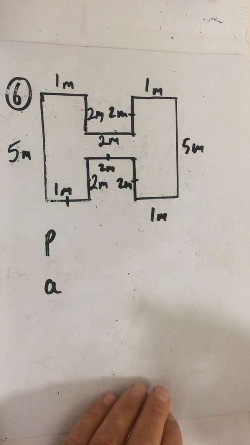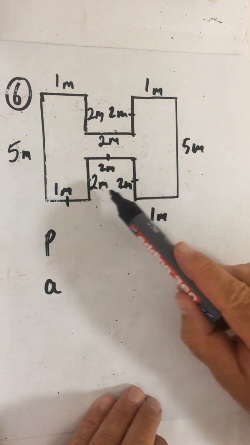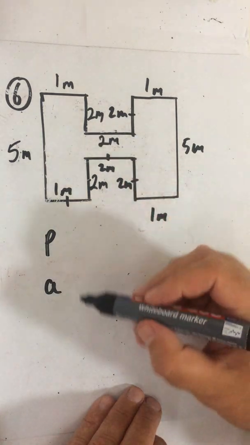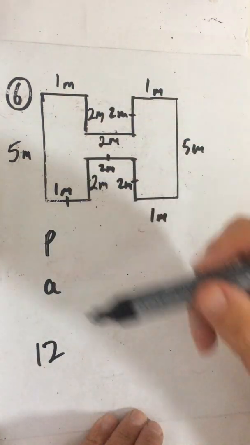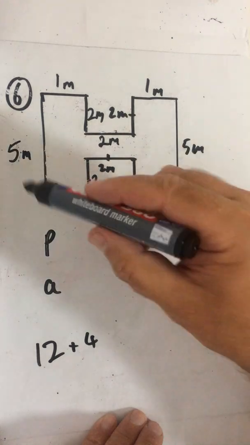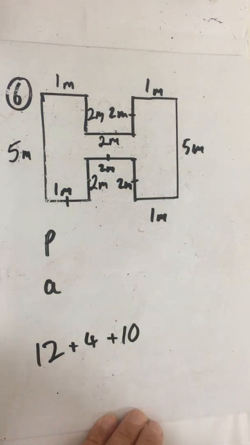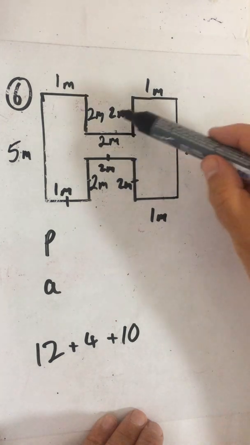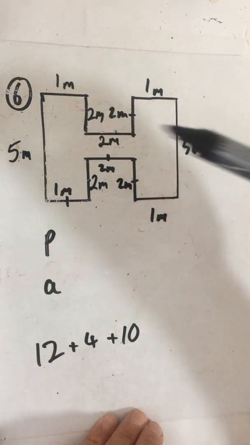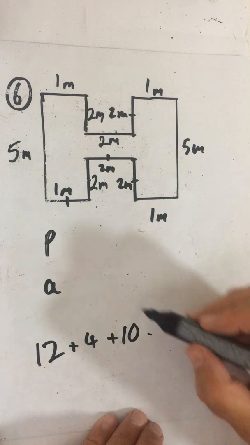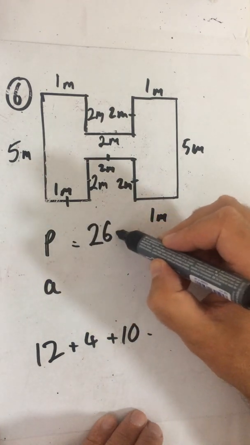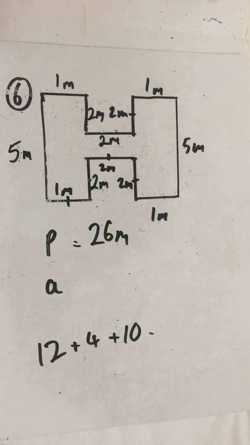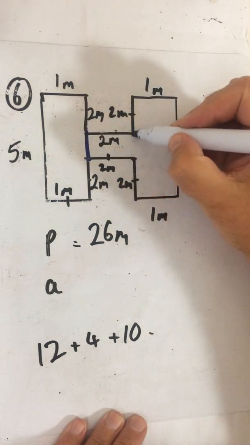Got to be careful with these. I think I'll do the 2's first. So I'm going to do 2, 4, 6, 8, 10, 12. I'm going to just write that down, 12, and then I'm going to do the 1's, 1, 2, 3, 4, add 4, and then the 2 5's, add 10. So let me just check if that's right. I'm going to say 2, 4, 6, 8, 10, 12, and 16, yeah, okay. So the perimeter of that will be 26 meters.